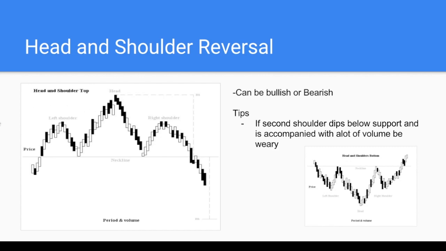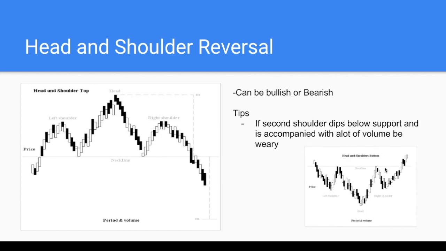The first one we're going to go over is the head and shoulders reversal. This reversal basically starts at one selling point, and then you go up, you build the left shoulder, you go down to the support, build the head, go down to the support, build the right shoulder. When it's above the support like this, it's a sign of a downward trend reversal, because if the second shoulder dips accompanied by a lot of volume, that can be a bad sign that the stock is going to go down and break the support and just keep dropping to who knows when.